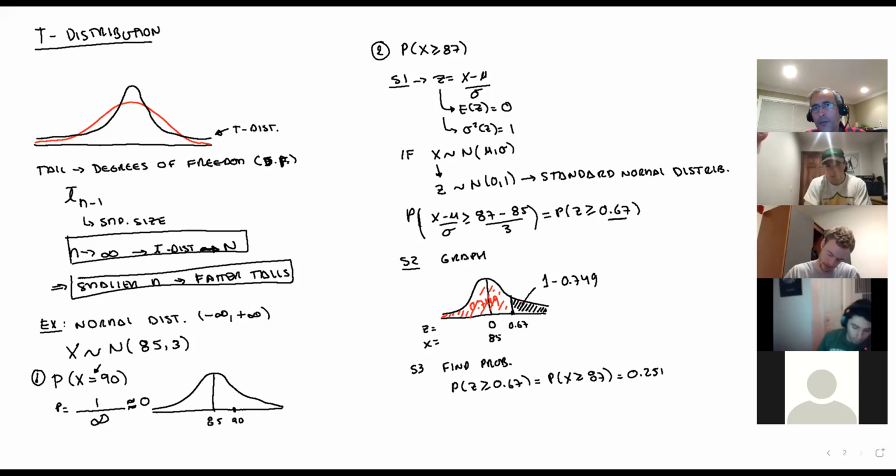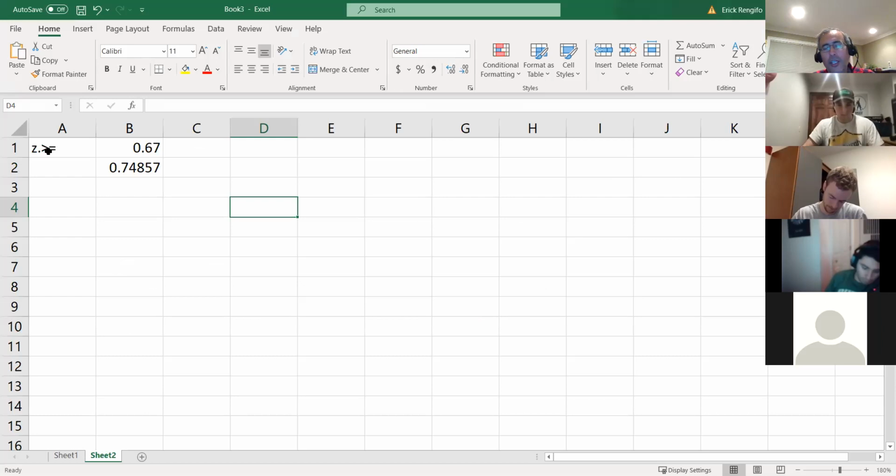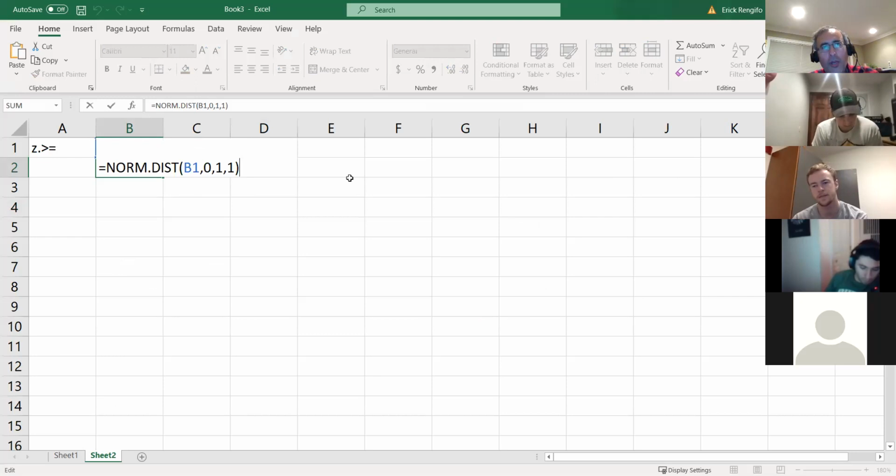So I go to my Excel, and then I see, I need this number here, and the command is NORM.DIST. B1 is 0.67. What is my standard deviation? Remember, it's a Z. So the mean is 0 and the standard deviation is 1, correct? And 1, I'm using cumulative because I want to go from minus infinity up to this point.